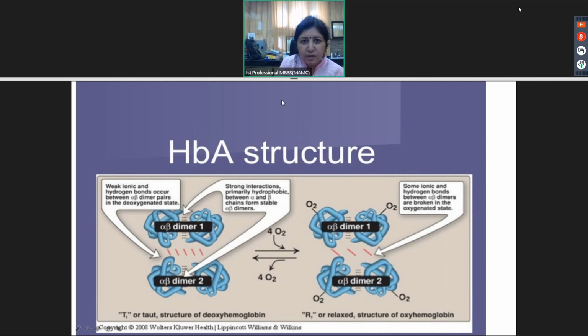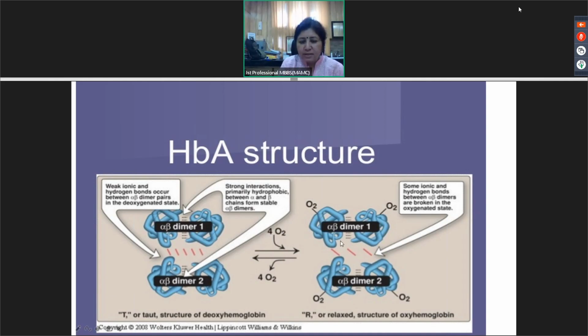Okay, so today I'm continuing forward from the structure. This is the structure I have discussed with you. This is the alpha beta dimer 1. This is alpha beta dimer 2. So these are the strong interactions, primarily hydrophobic, between alpha beta chains. And these are the weak ionic and hydrogen bonds, which we call salt bridges, between the two dimers.